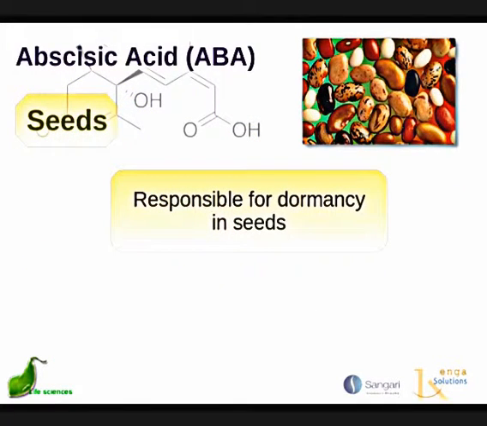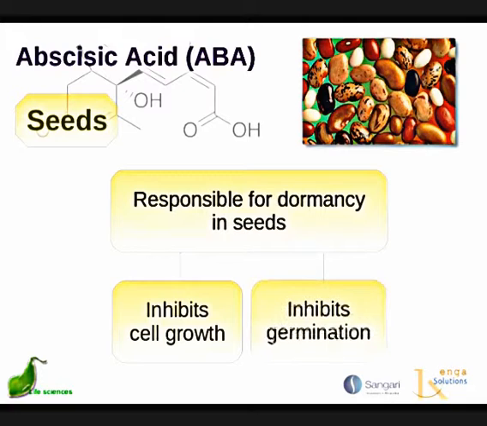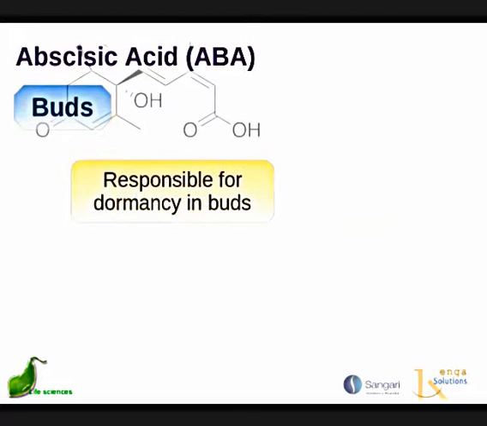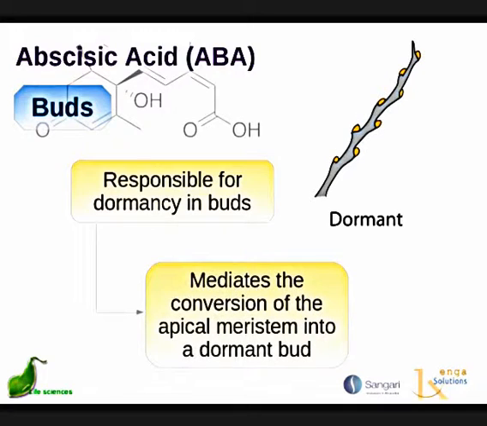Now, abscisic acid is responsible for dormancy in plant seeds because it can inhibit cell growth and inhibit germination within the seeds. Abscisic acid is responsible for dormancy in buds as well, and in particular it mediates the conversion of apical meristems, that is the growing tips of shoots, into a dormant bud, for example during a cold season or other harsh seasonal conditions, like for example right now on the Highveld in Gauteng. It's cold and it's dry and many plants have gone dormant.